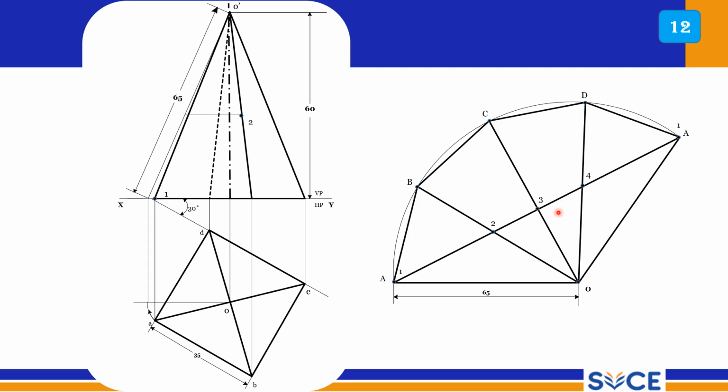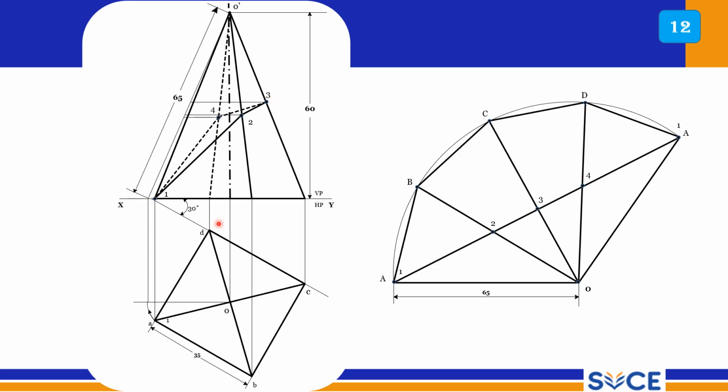So 3 is on OC. Similarly, OC, none of the slant edges are true length lines, right? So for all points, you have to mark on this thin line, and from there you have to project onto the corresponding line, right? So point number 3 is obtained like this, and point number 4 is obtained like this, right? So 1 2 3 4 and 1, right? So now draw the line, right? Now draw the thick line, 1 to 3, 3 to 4. 3 to 4 is not visible, so draw using dotted line, and 4 to 1 again a dotted line. So this is the path traced in front view.